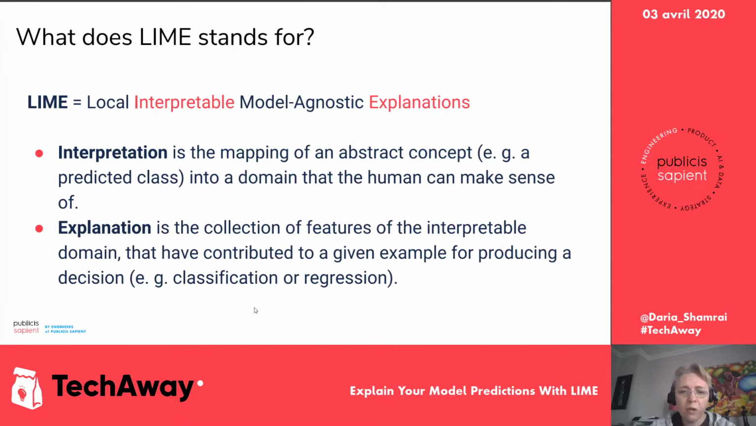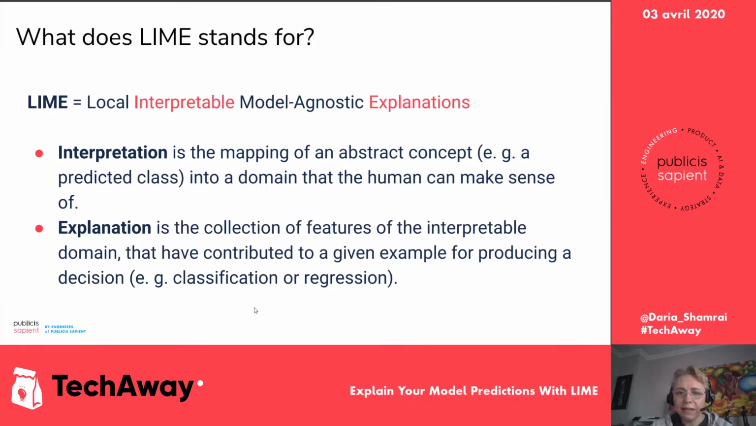And as you probably saw and understood from the previous slide, we can describe explanation as a collection of the features of the interpretable domain, which, for instance, a doctor, like a domain expert, can understand. And these features actually contributed to a given example, to this particular patient for which we process the data. These features made the main contribution towards the decision of the model. Okay, so it can be classification or regression or whatever.